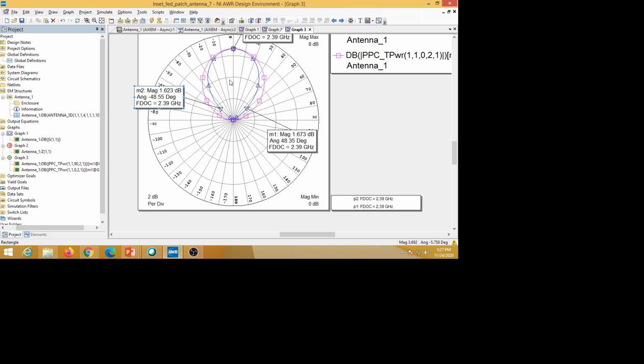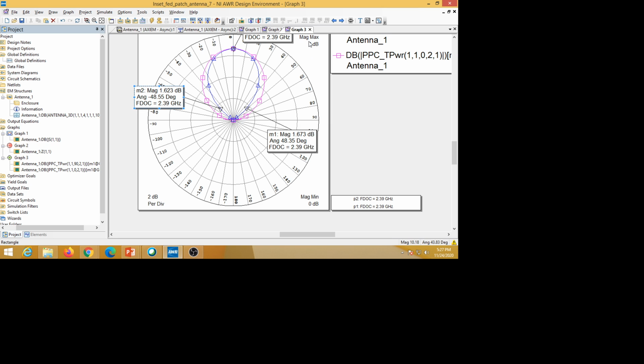If you move like this, it is 2 dB per division: 2 dB, 4 dB, and 6 dB circles. If you take any value over this circle, it is 6 dB. Similarly here it is 4 dB, and this is the 2 dB circle. Starting from minimum 0 dB, the maximum is 8 dB, this is the 8 dB circle.